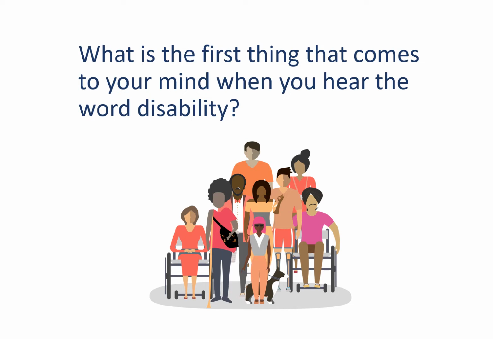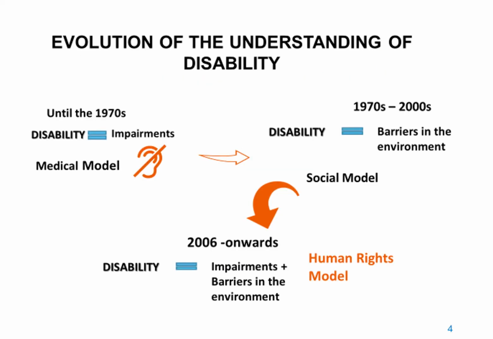Regardless of where I'm doing this, I always get different answers. And that goes to show that even if we are talking about one word, that word still has different meanings for different people. And the reason for that is because there has been an evolution of the understanding of disability, right? So until the 70s, disability was very much seen as someone's medical condition, someone's impairments, right?